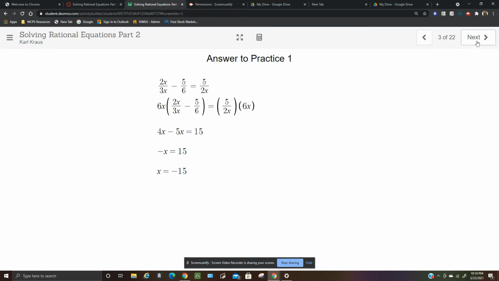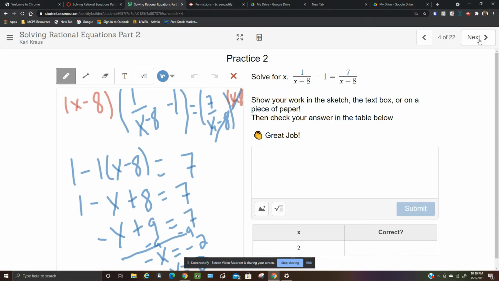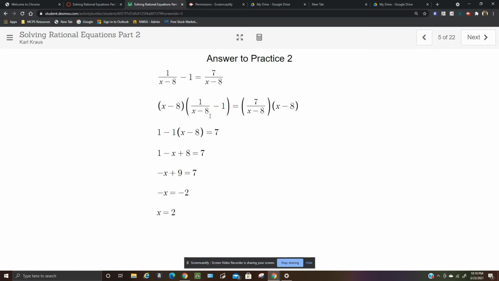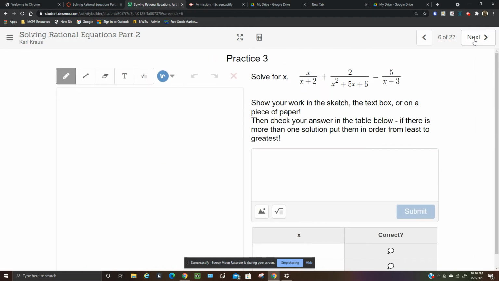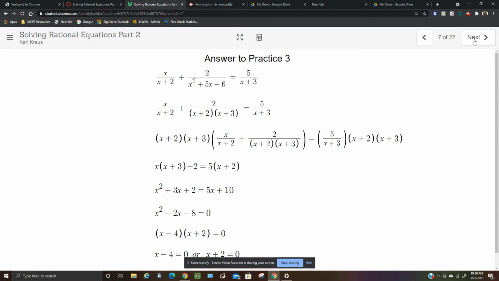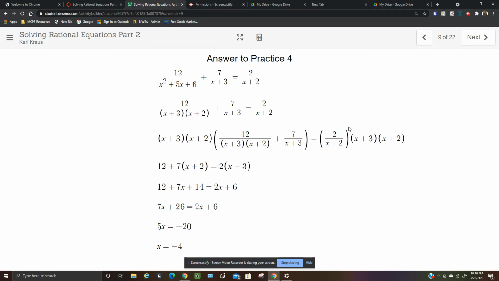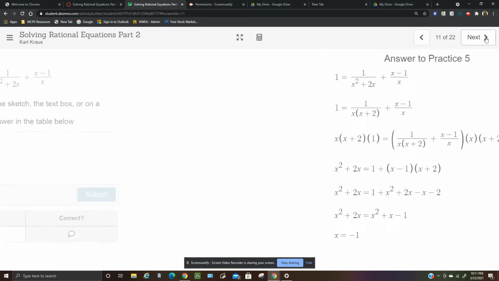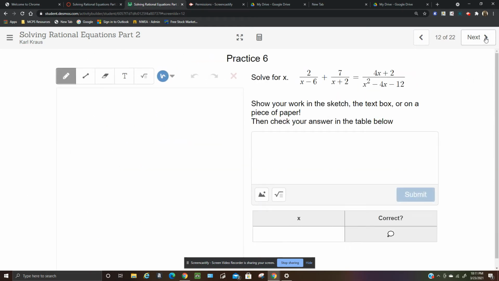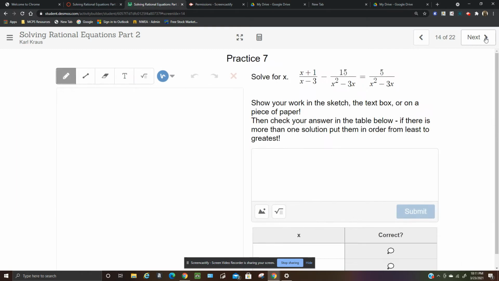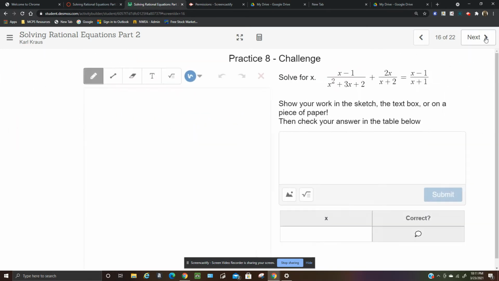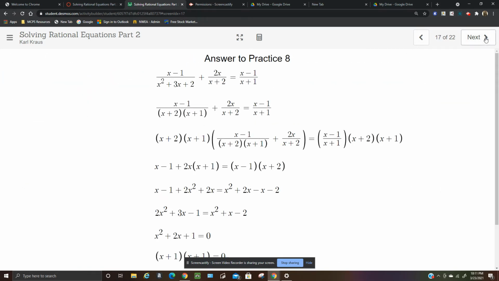So here's the answer to practice 1, and practice 2 I did in class. There's the answer, and then the answer in with the equation editor. Practice 3, and the answer to practice 3, so you can see these answers on your own slide. Practice 4 I did in class, and then I also put the answer to practice 4. Practice 5 and the answer. Practice 6, the answer. Practice 7, the answer. Practice 8, the challenge, and the answer.